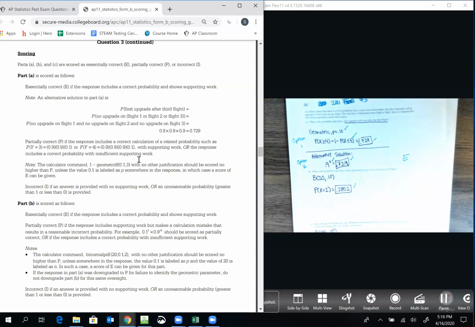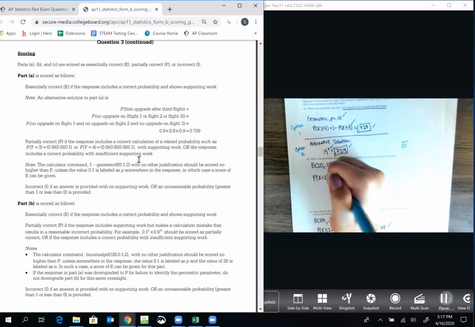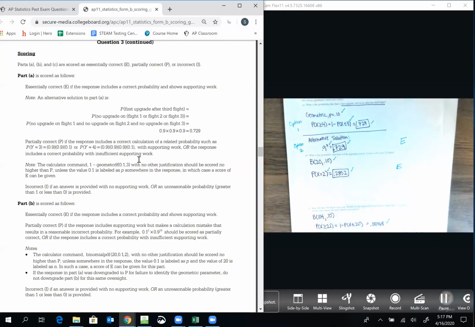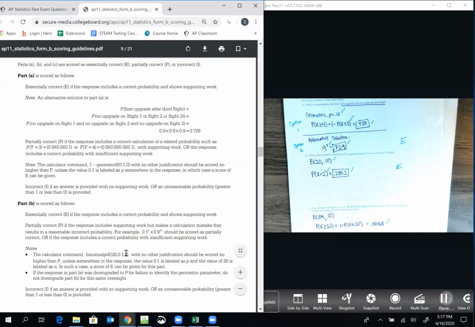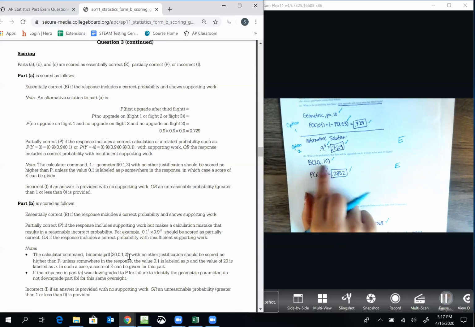Part B is essentially correct if it has the correct probability with appropriate work. So remember, appropriate work includes this and this. Or you can write it out using the binomial formula if you prefer. Note that just the calculator command, binomial PDF 20, 0.1, 2, with no other justification should be scored no higher than a P, unless somewhere in the response the value 0.1 is labeled as P and the value of 20 is labeled as N. I did that by writing it out this way.